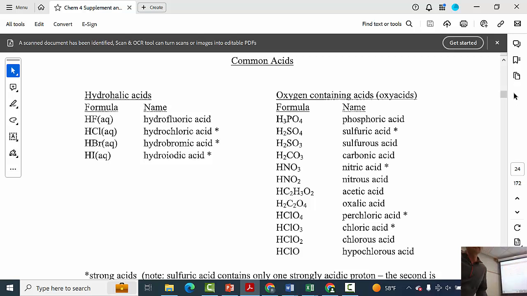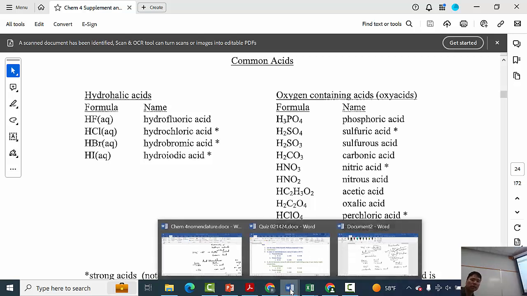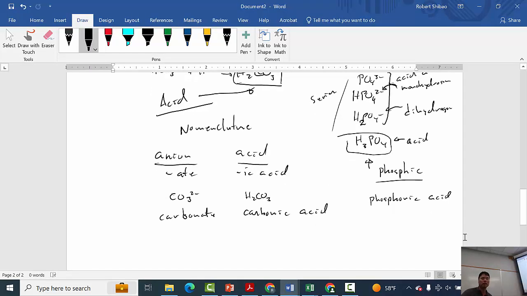But what if it's not an ate? What if it's an ite? And so what do we do in that case? So let's talk about that next. So the first pattern is that the ates form ic acids. Okay, what if we have an ite? What does an ite form? An ite will form an ous acid.